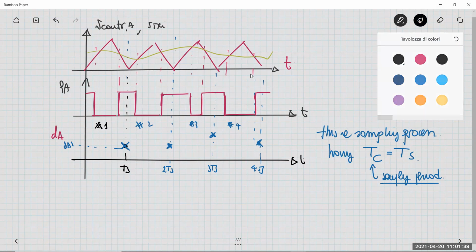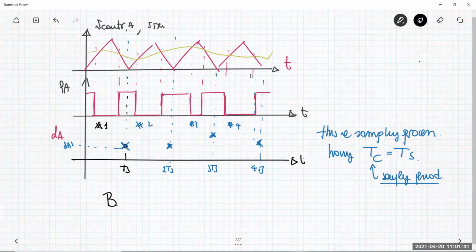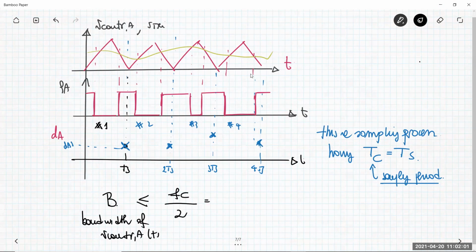That means that if you call B the bandwidth of the modulating signal, this should be: B should be less than FC over 2, or Fs over 2. Okay, Nyquist.